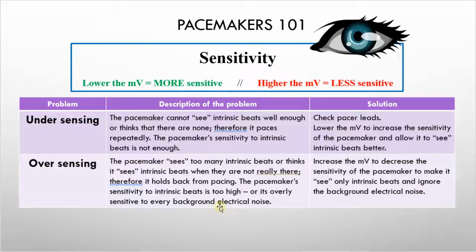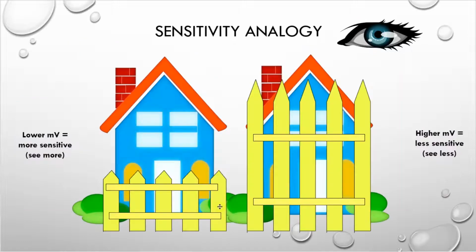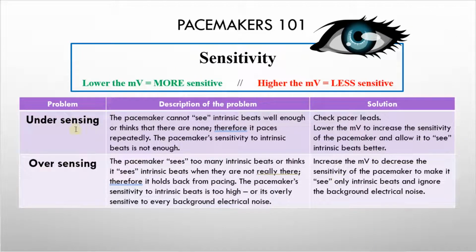And like we said before, if it's undersensing, meaning that the pacemaker cannot see, meaning that the fence is too high, then one solution will be to lower the millivolts or lower the fence, as we can see over here. So if the pacemaker is not seeing the intrinsic heartbeat well enough because the fence is too high, we need to lower the fence. We need to lower the millivolts, and that is undersensing.